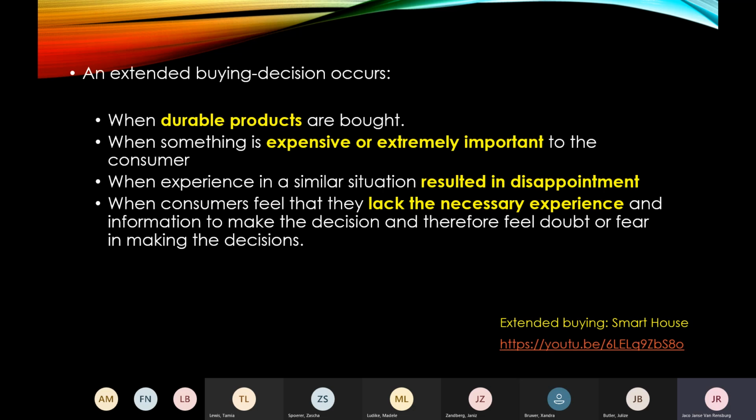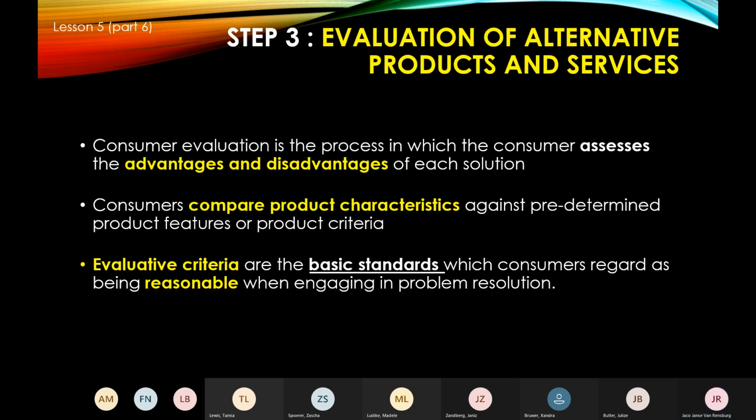An extended buying decision is when there's durable products, when it's expensive and extremely important to you, when customers feel that they lack the necessary experience and information to make a decision, especially when they're buying a durable or expensive product. They experience a lot of doubt, and therefore, to address this, they rather spend more time to find more information before they make their final decision.